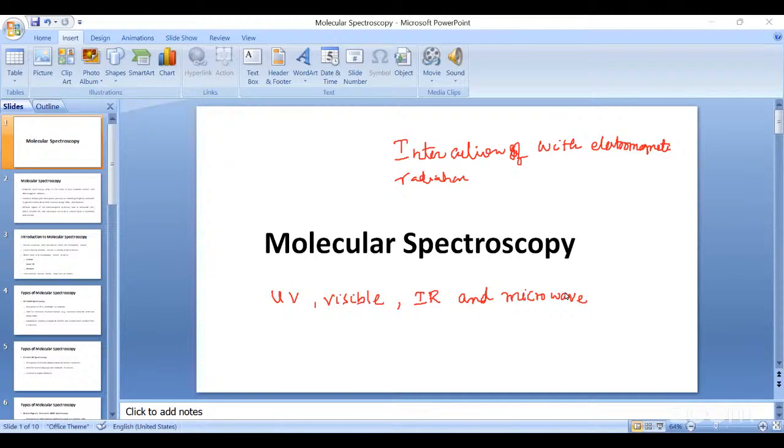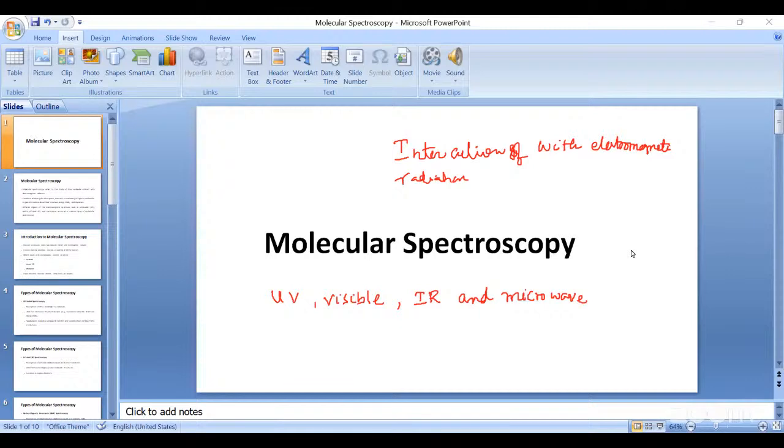So molecular spectroscopy is nothing but a study of how the molecules interact with the electromagnetic radiation. In this interaction, we analyze absorption, emission, or scattering of light by molecules to know information about their structures as well as the energy levels, and different things we can know whenever the electromagnetic radiation is interacting. So that is the definition of molecular spectroscopy.